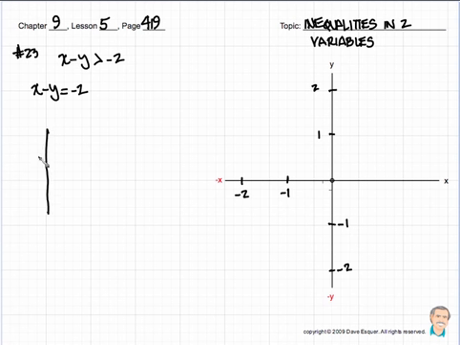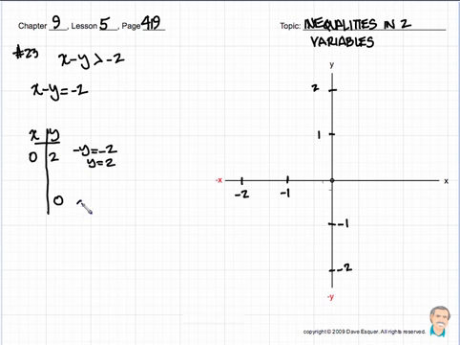Let's make a little t-chart, x and y. My favorite points are x is 0 and y is 0. Remember, this is the y-intercept. This is the x-intercept. When we set things to 0, we can make a line with only 2 points. So let's give this a shot. If x is equal to 0, we have minus y is equal to minus 2, or y turns out to be 2. So let's put that in here.